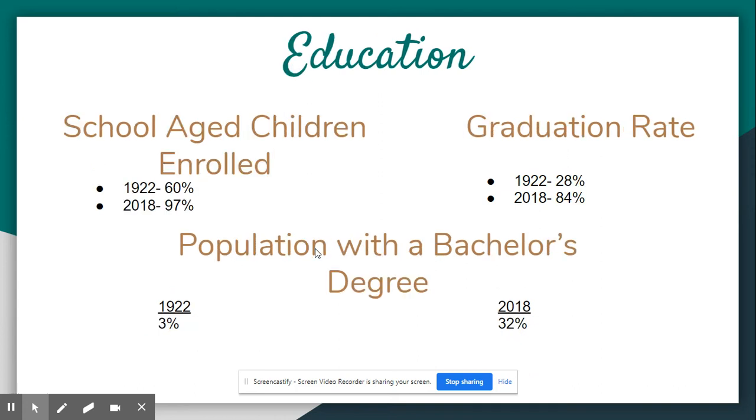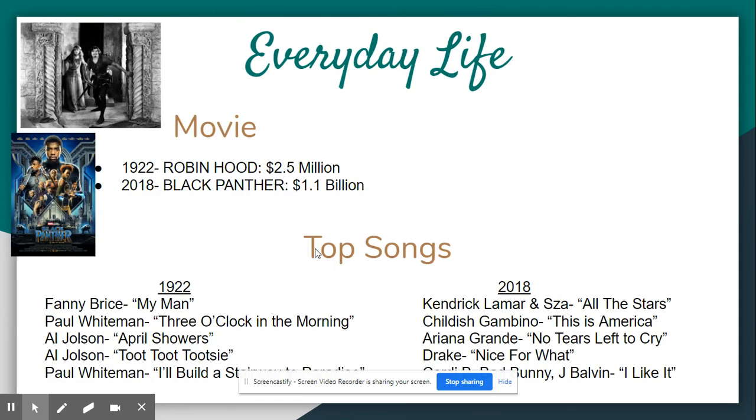School-age children enrolled in 1922 was only 60%, and now is 97%. Graduation rate was very low. Now it's a lot higher. People with a bachelor's degree in 1922, 3%, and now in 2018, 32%. There's some popular movies during 1922 and now, and some top songs. I'll let y'all read through those.